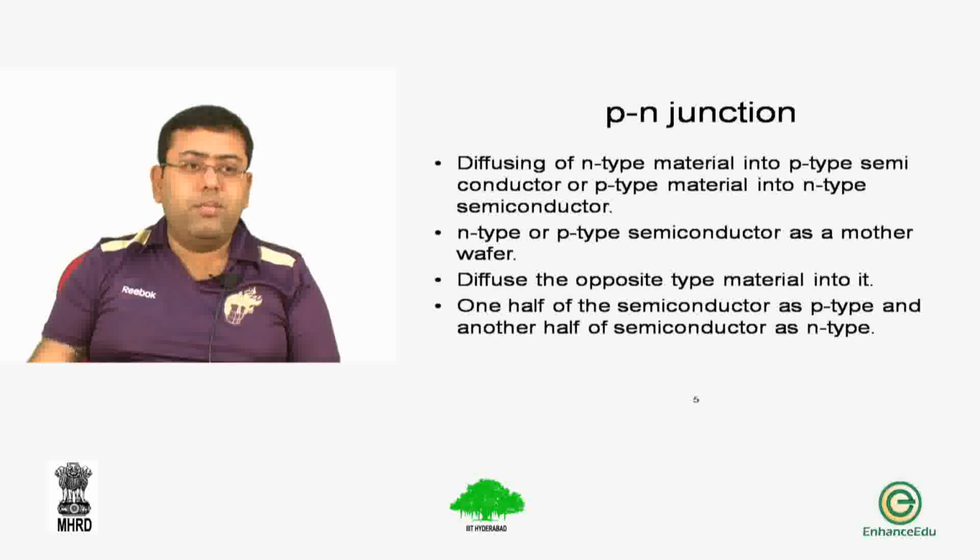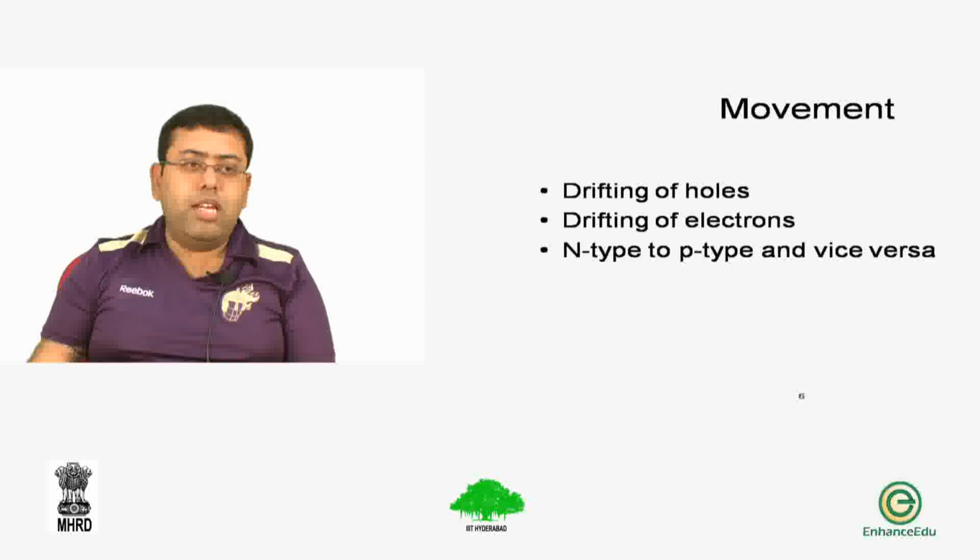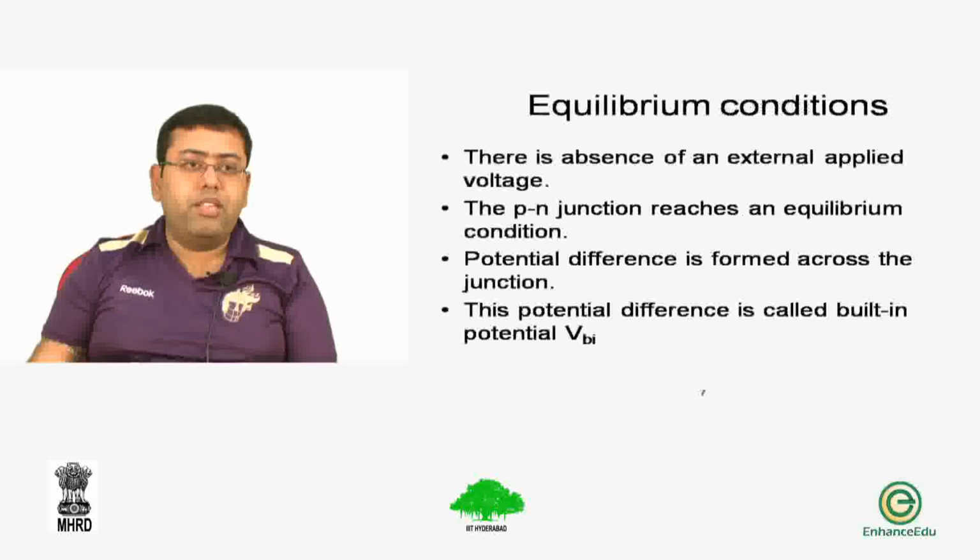So in a p-n junction, we typically diffuse n-type material into a p-type semiconductor, or p-type material into an n-type semiconductor, and the p-type or n-type semiconductor is used as a mother wafer. So the carrier transport is basically guided by the drifting of holes and electrons from n-type to p-type and vice versa. There is an absence of an external voltage under equilibrium conditions, hence there is no steady carrier transport in a p-n junction diode. After some initial migration of carriers, it goes to some equilibrium condition, and a potential drop is formed across the junction, which is called the built-in junction potential.